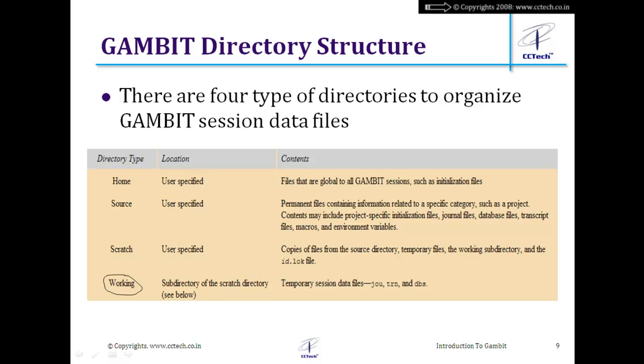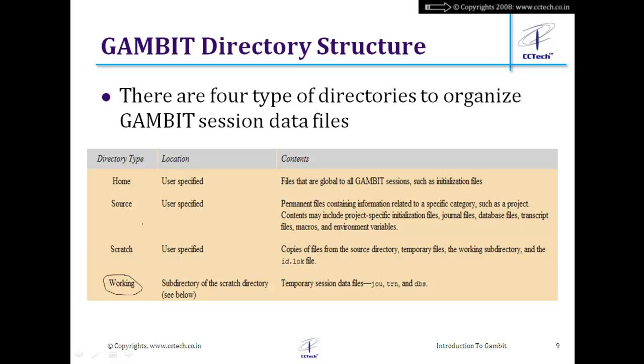It means whenever I start Gambit, Gambit creates one temporary directory where there will be files which will be saved automatically. It means if something goes wrong, or if Gambit is crashing, or let's say there is a power off or something like that, you can actually retrieve back what you have done. I mean, you will not lose the data. So in the working directory, Gambit puts the temporary files, 3 files in fact, which are dbs, jou and trn.